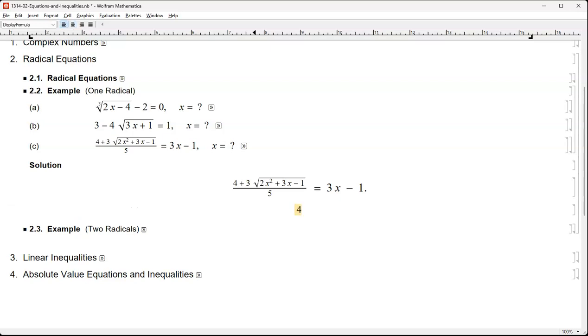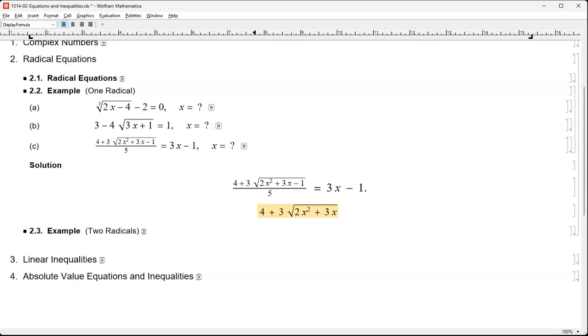Multiply by 5. 4 plus 3 square root of 2x squared plus 3x minus 1. And then multiply by 5. So what do you get? 5 times 3, 15x. Multiply by 5. Did I do this right?